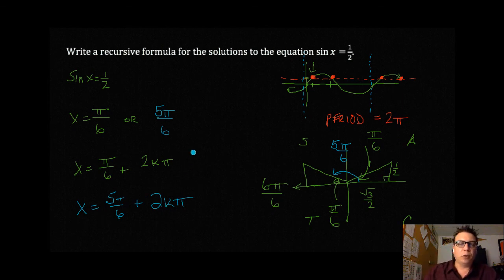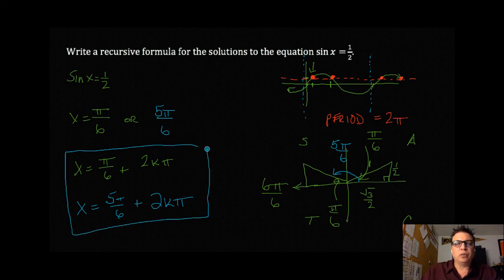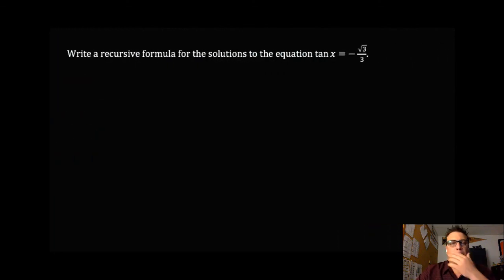So these two formulas would represent every single value that you could have where sine is 1/2. K can be any integer, meaning I can move in the positive direction or in a negative direction, and it will give me every single value. All right, so let's try another example.